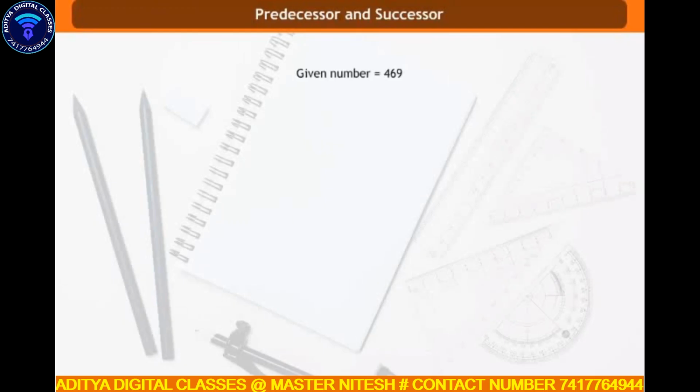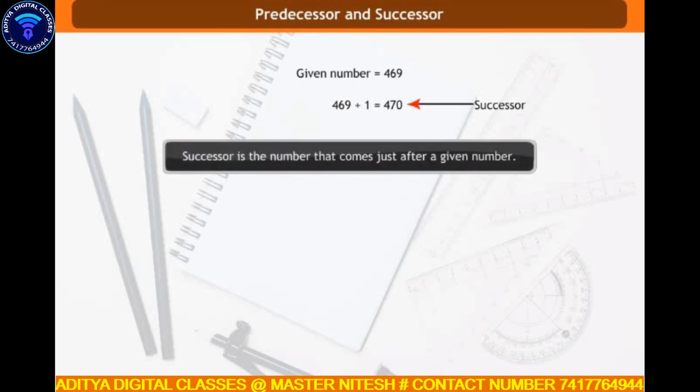Successor. Given any natural number, we can always get the next natural number simply by adding 1 to the given number. For example, the next number to 469 will be 469 plus 1, that is 470. We say that 470 is the successor of 469. Successor is the number that comes just after a given number.